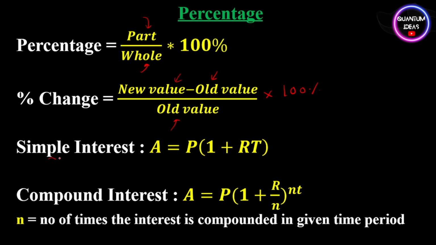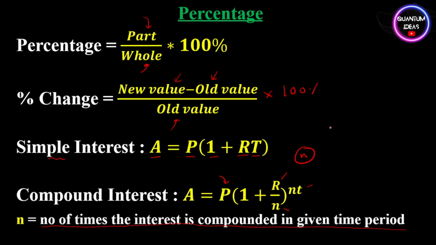And another formula for simple interest is amount equals principal times (1 plus rate times time). And another is compound interest. So here it is principal times (1 plus R over N) whole power N times T. So T is time. Here we have to understand what N is in compound interest. So basically N is the number of times the interest is compounded in the given time period.